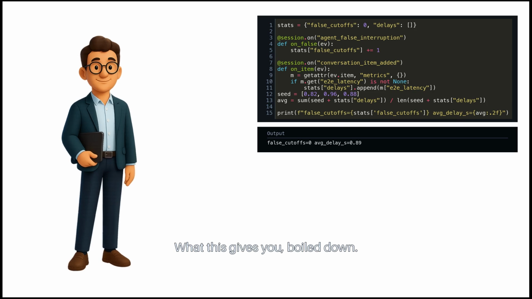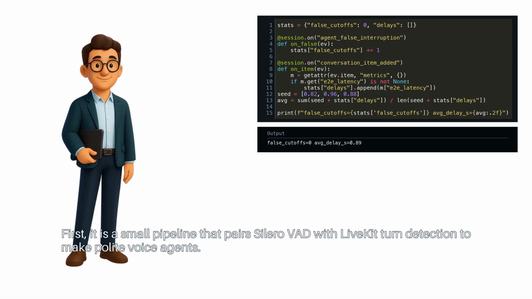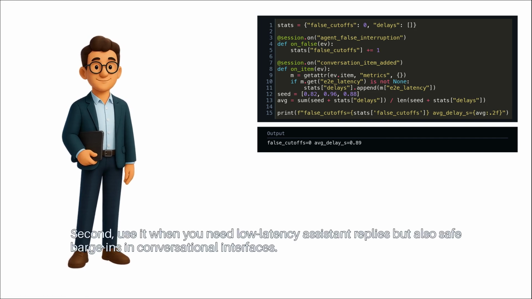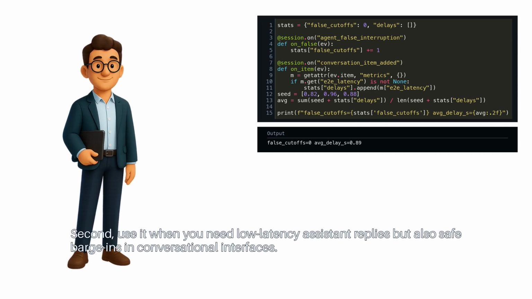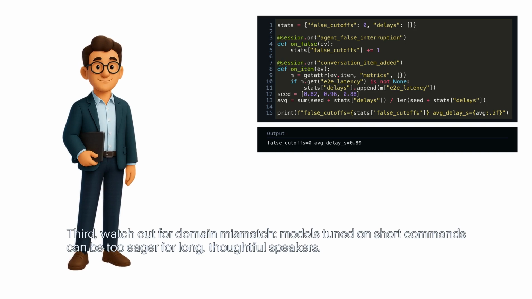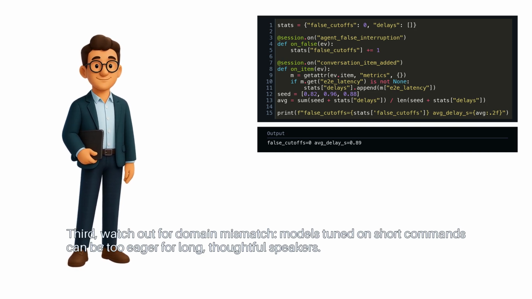What this gives you, boiled down. First, it is a small pipeline that pairs Silero VAD with LiveKit turn detection to make polite voice agents. Second, use it when you need low-latency assistant replies, but also safe barge-ins in conversational interfaces. Third, watch out for domain mismatch. Models tuned on short commands can be too eager for long, thoughtful speakers.